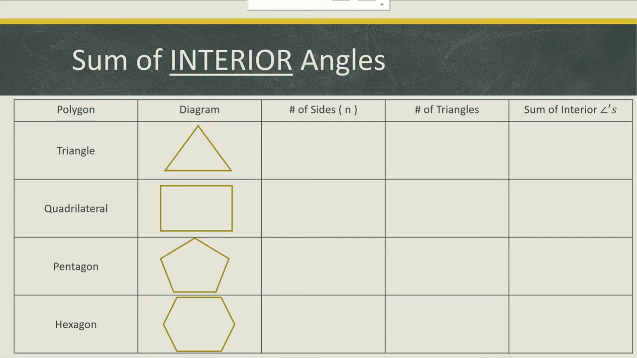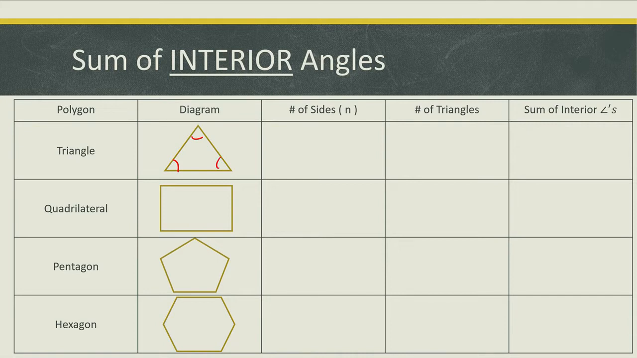So how do you find the sum of the interior angles? We start off with the simplest, most basic polygon, which is a triangle. When we talk about the sum of the interior angles, we're talking about the angles inside it. So for a triangle, it would be adding these three angles, right?